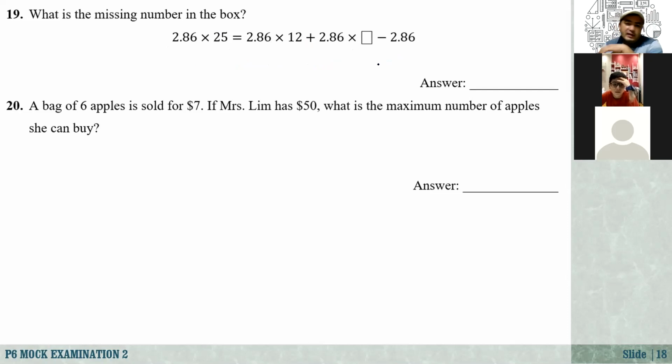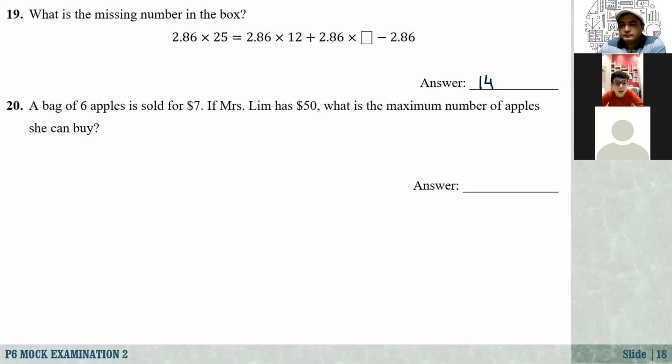And how about question 19? Just tell me the method. How do we solve this question? First, have a look. Okay, and now tell me how we can solve this question. What is the missing number in the box? It's 12. Can I say? I think it's 14. 14. How did you get it, Aydin?